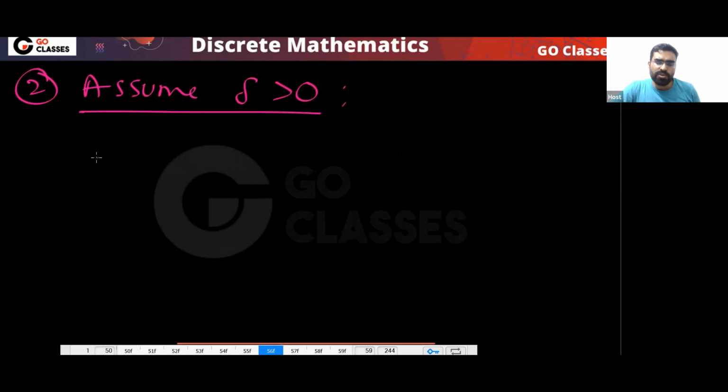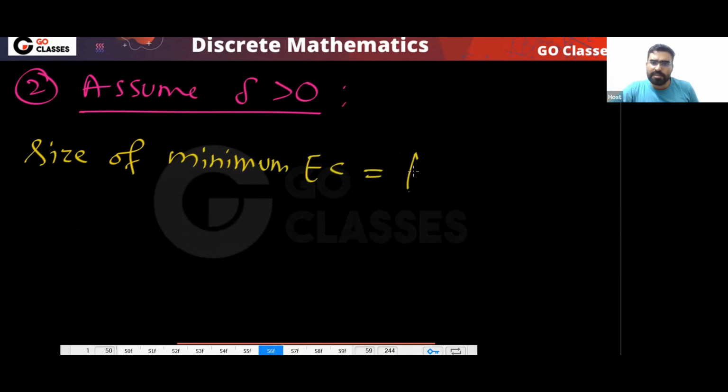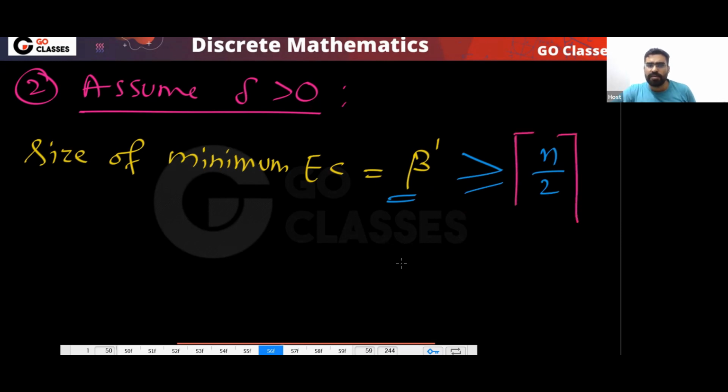Then tell me, what can you say about beta dash, the size of the minimum edge cover? What observation can you make? The size should definitely be greater than or equal to ceil of N by 2. Yes or no? Why? What is the reason?